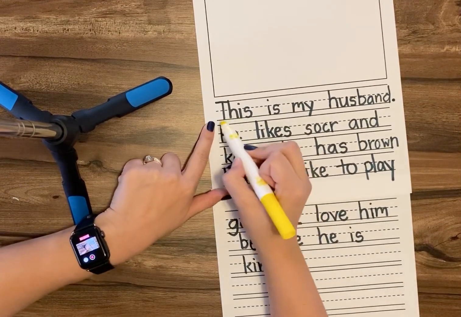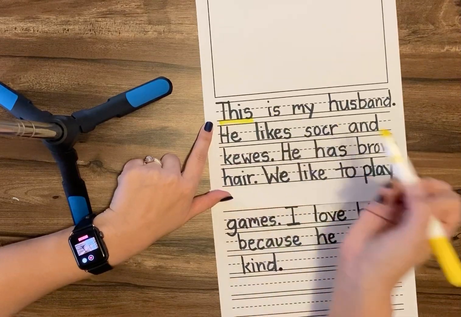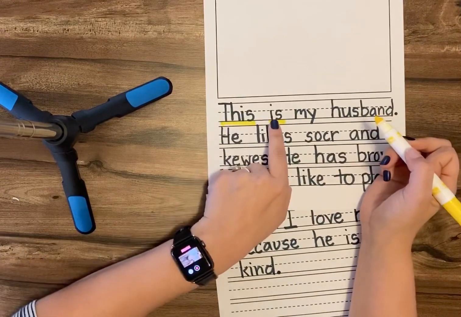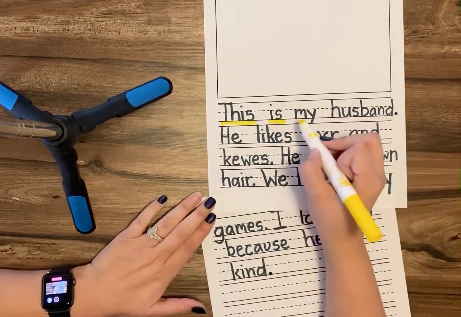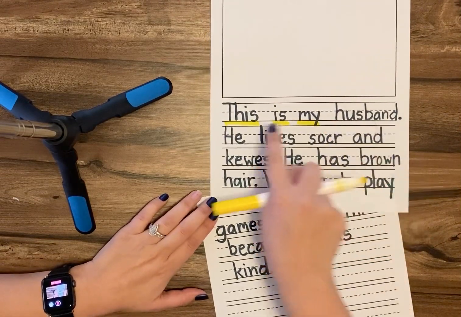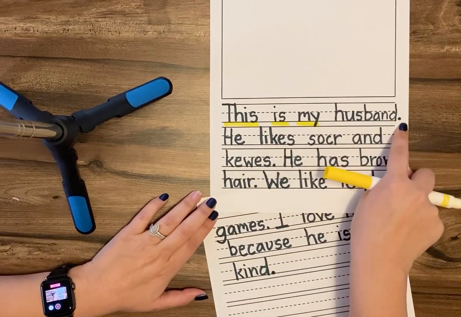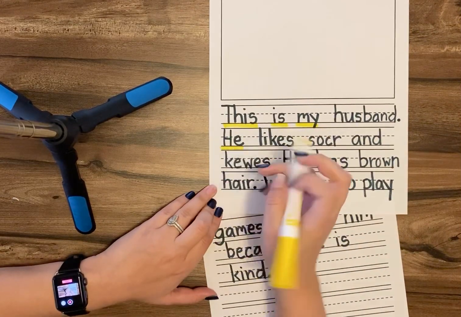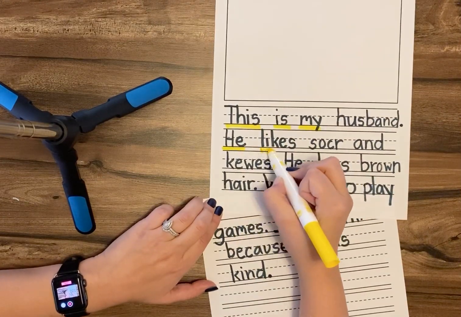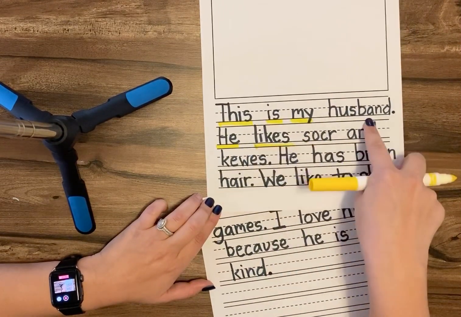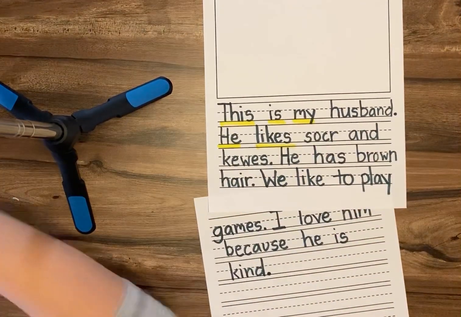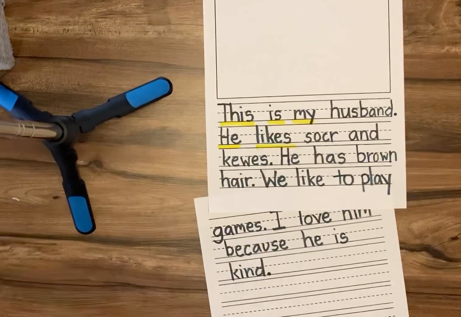Is this a sight word? Oh, that's the word this. That's a sight word. This is, yes or no? It's a sight word. This is my, that's a sight word. This is not a sight word. This is one of the words we sounded out. This is my husband. He, oh, another sight word. He likes, is that a sight word? You know that, likes a sight word. This is my husband. He likes soccer. Oh, soccer is not a sight word. That's a word that I sounded out.